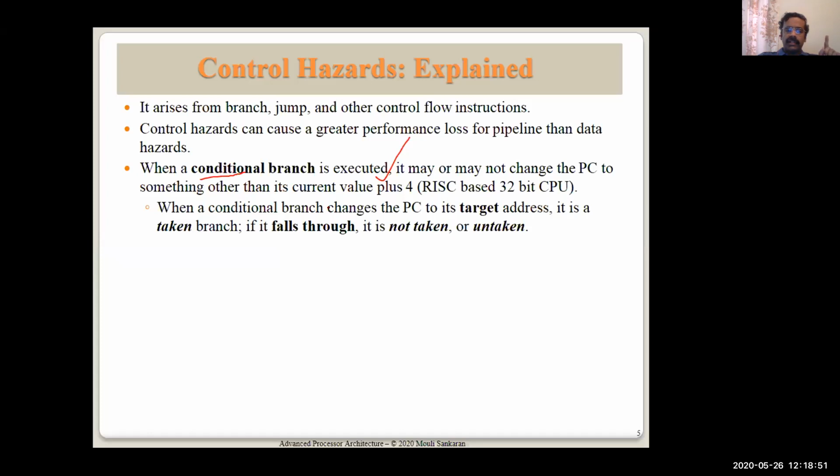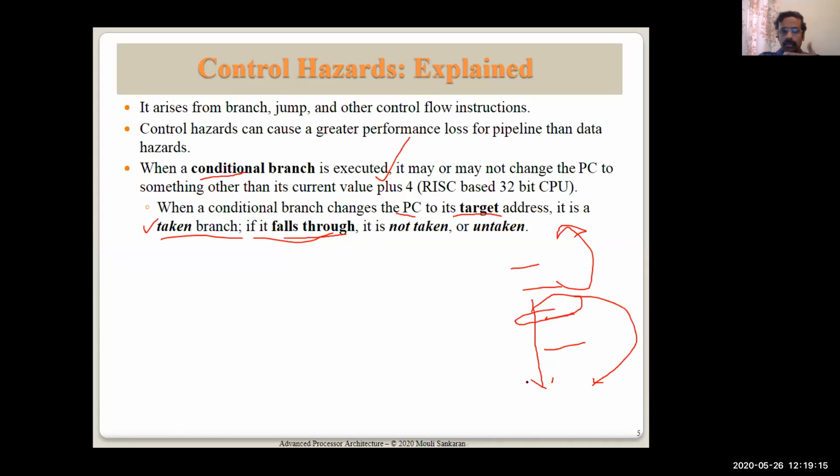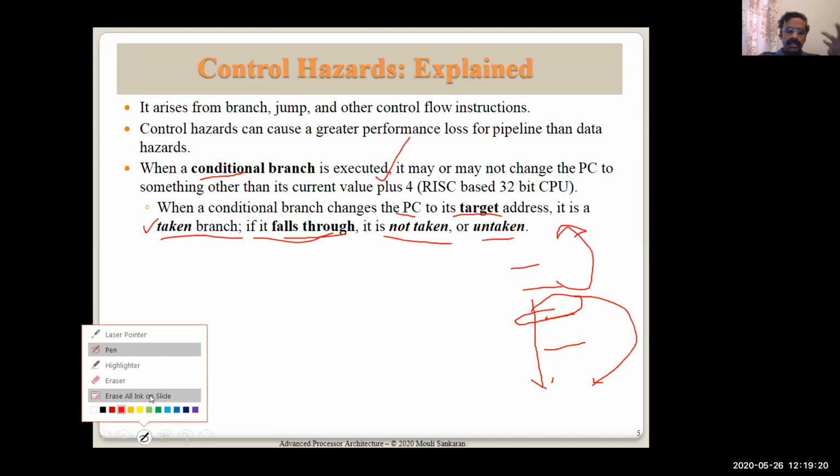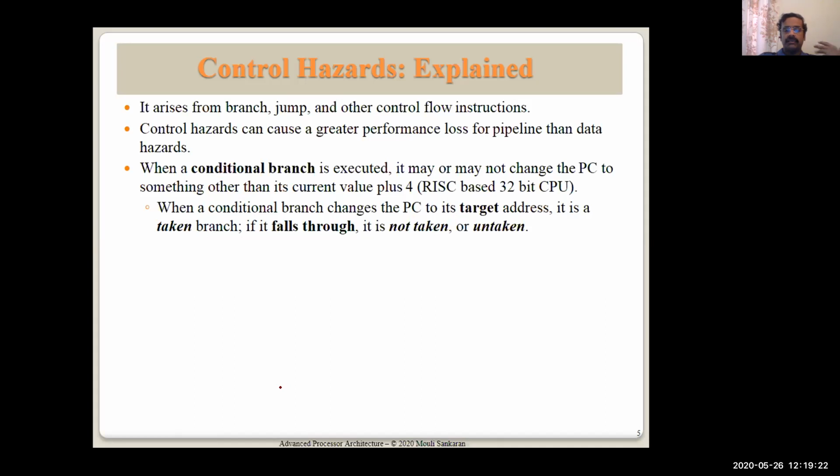So when a conditional branch changes the PC to a new address, the target address, it's called a taken branch. The branch has been taken. If it falls through, that means the sequential execution continues. It is not jumping back or jumping forward. The instruction execution continues after the jump instruction; it is falling through. Then it is a not taken branch, or untaken branch. These are some standard terms used in the architecture world.